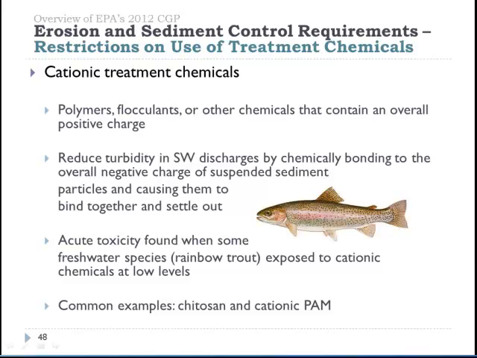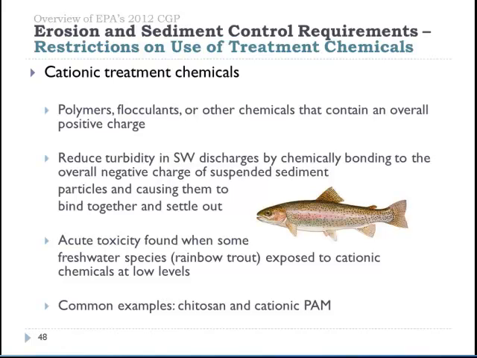Now, I mentioned earlier on that there's a set of chemicals referred to as cationic treatment chemicals that are treated differently under the permit. And if a site intends to use one of these chemicals, and we've included common examples of chitosan and cationic PAM. And PAM is quite pervasive out there in the market. There can be cationic PAM or anionic PAM, and we're only talking about the cationic version of it.